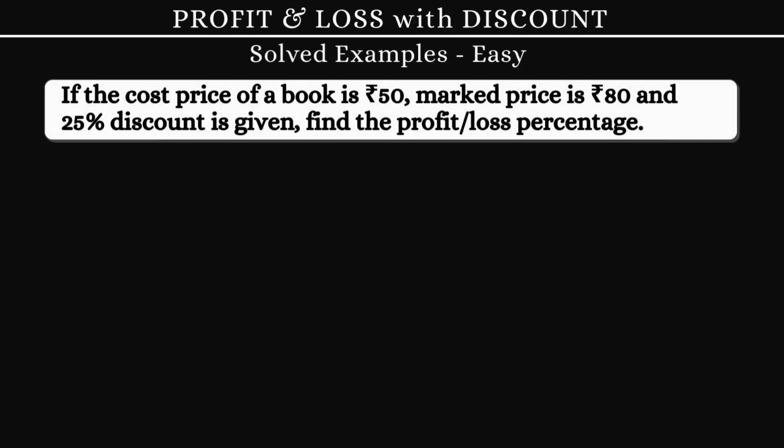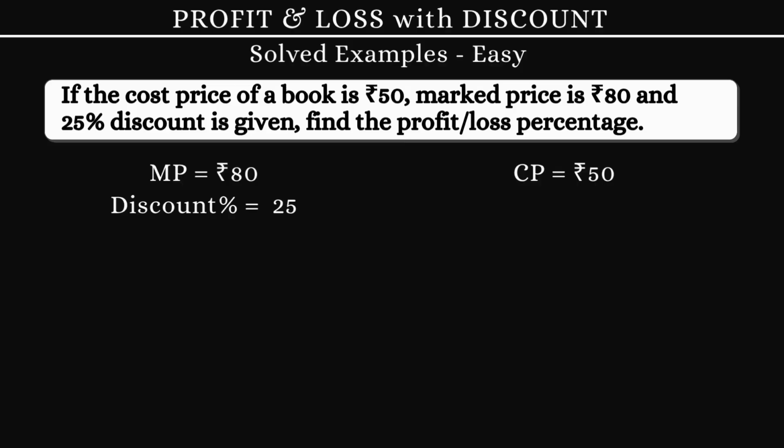If the cost price of a book is rupees 50, the marked price is rupees 80 and 25% discount is given, find the profit or the loss percentage. Let's first note down what's given. The cost price is 50 rupees, marked price is 80 rupees and the discount percentage is 25. Here cost price and the marked price are given. Let's first find out the selling price.